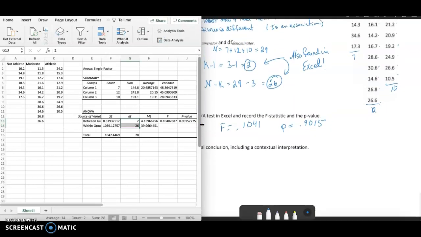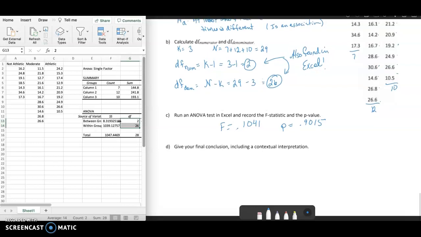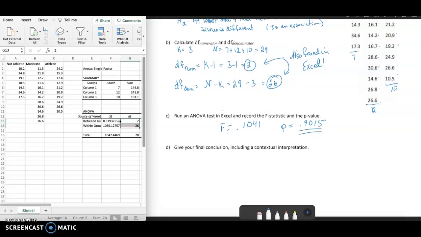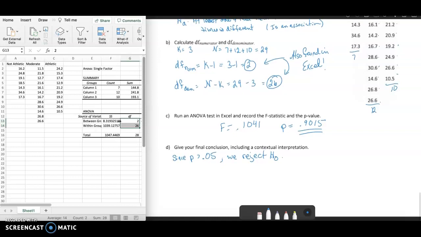And then we want to go ahead and give our final conclusion. That's all I need Excel for. My final conclusion is comparing this p-value to alpha. Since p is compared to 0.05, this is way bigger than alpha. So we will reject the null hypothesis. What does that mean? So we're rejecting the idea that all of the means are equal, and we're rejecting the idea that there's no association.